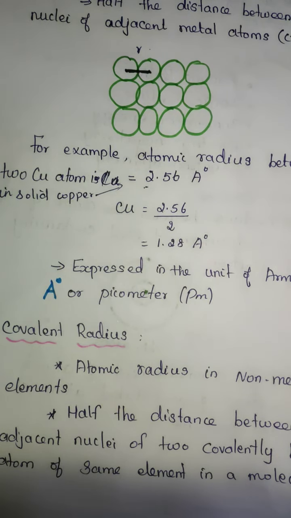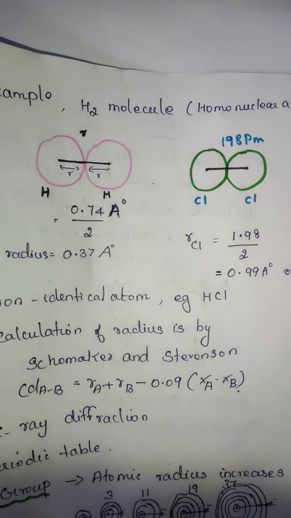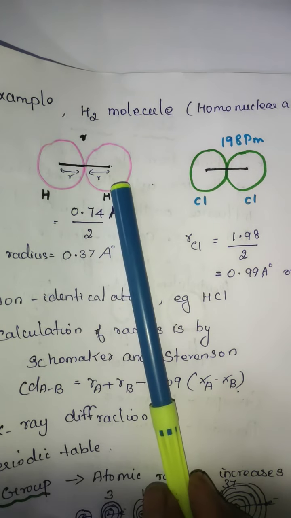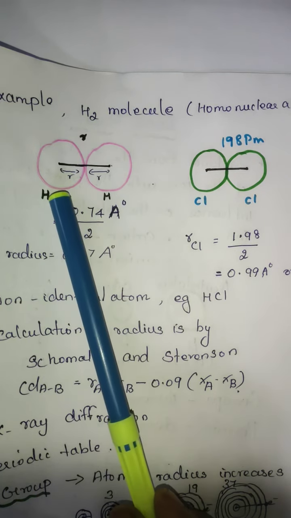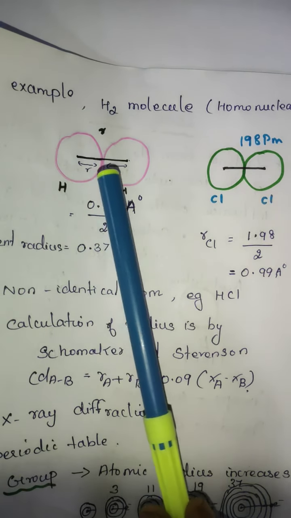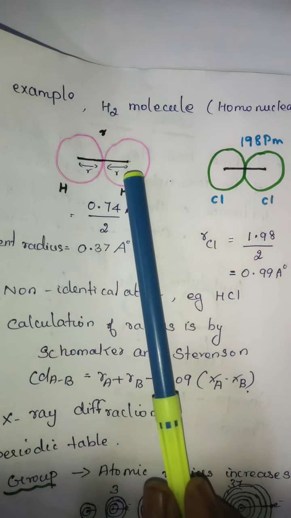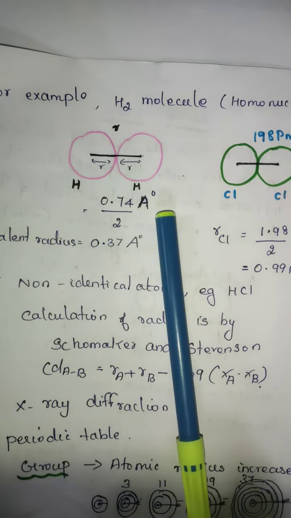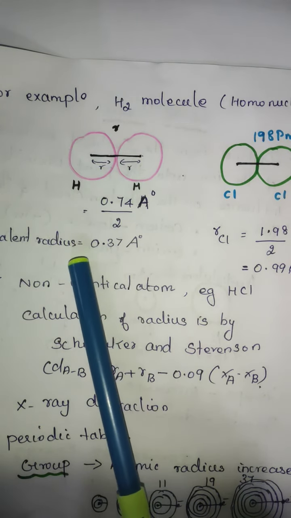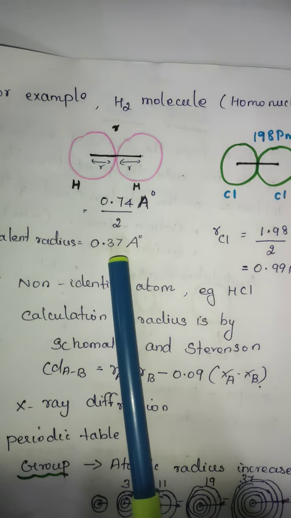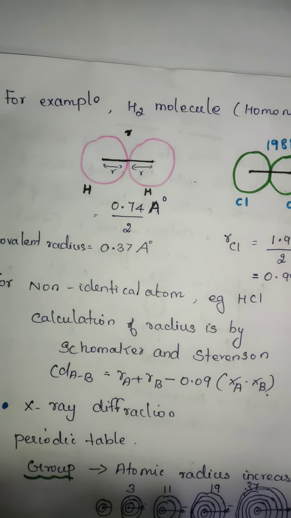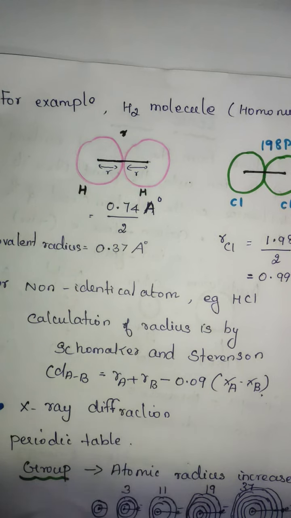So the distance between adjacent nuclei of two covalently bonded atoms of the same element in a molecule. Shall we see one example for covalent radius? For example, we can see the H2 molecule, bonded by a covalent bond. Hydrogen atom, hydrogen atom. The internuclear distance between two hydrogens is denoted as R, and its value is found to be 0.74 Angstrom. Divided by 2, we get the individual radius of the hydrogen atom as 0.37 Angstrom. Covalent radius for hydrogen is 0.37 Angstrom.